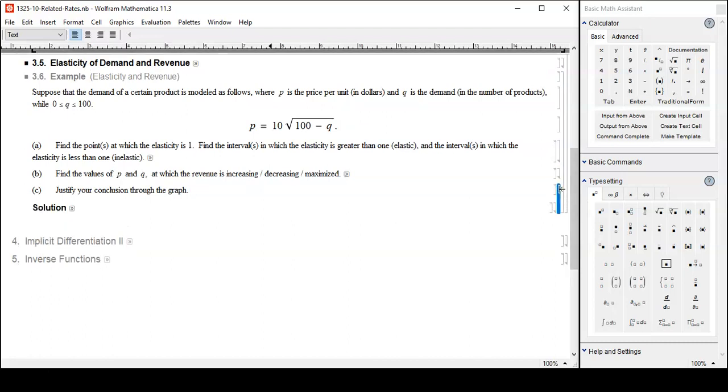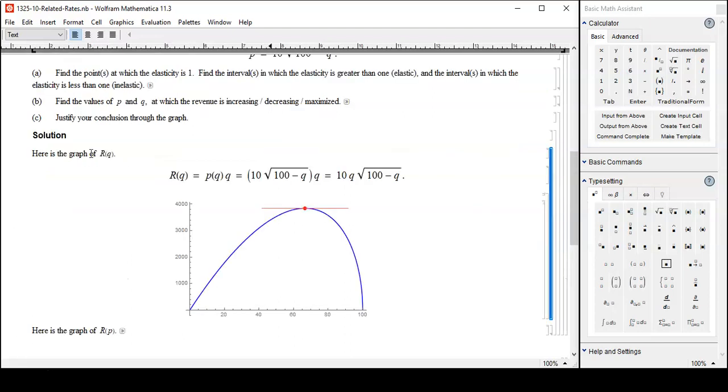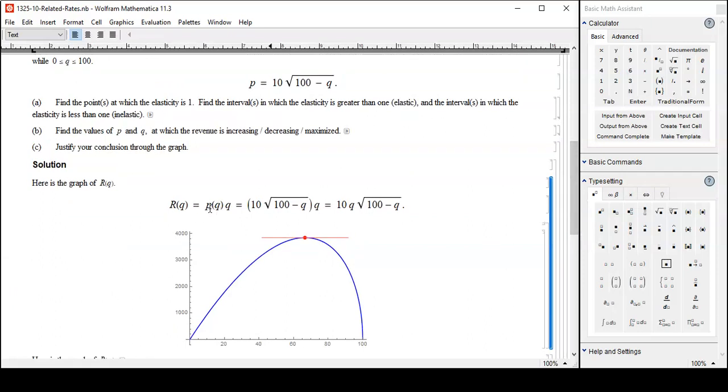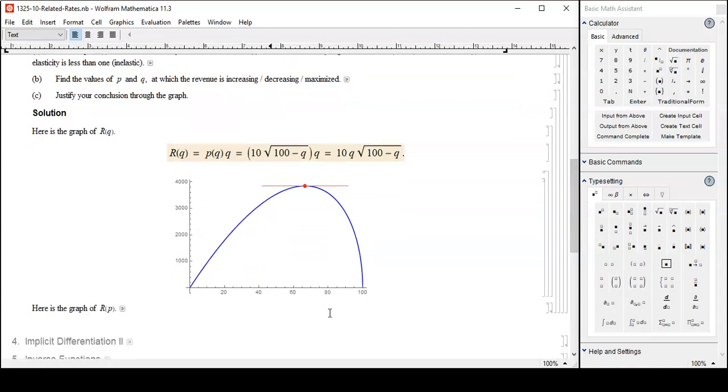By the way, here's a justification. If you graph R of Q, so let's see, P times Q, but P is given by this function, so plug that in place of P and simplify, we get this expression here, and the graph of that is like this. So it is hitting the maximum over here, about 200 over 3, 67 approximately speaking.